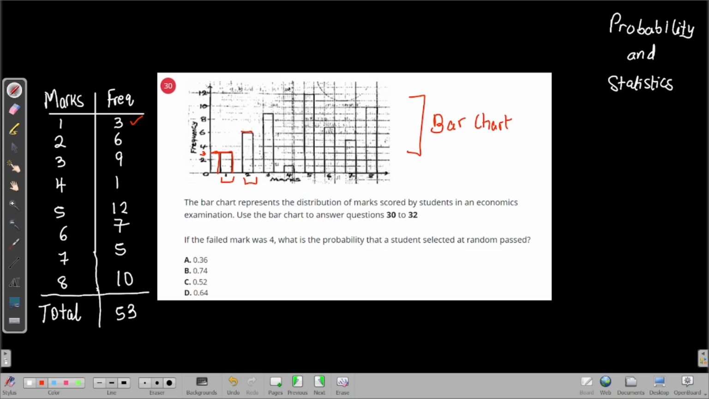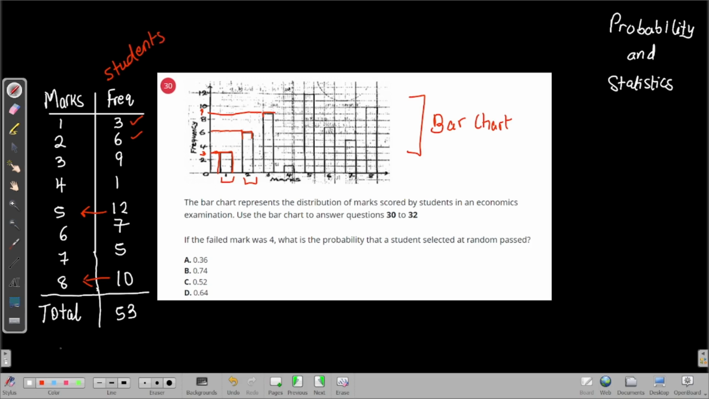I went to the top of the bar and then I traced it to the axis, and that gave me 6. This one led me to in between 8 and 10, and that's 9, and so on and so forth. It's not very clear, but I just tried to do it. And of course, each mark has a number of people that scored it. For example, 12 people scored 5 marks, 10 people scored 8 marks. This frequency is just the students. So the total number of students that wrote the exam is 53.